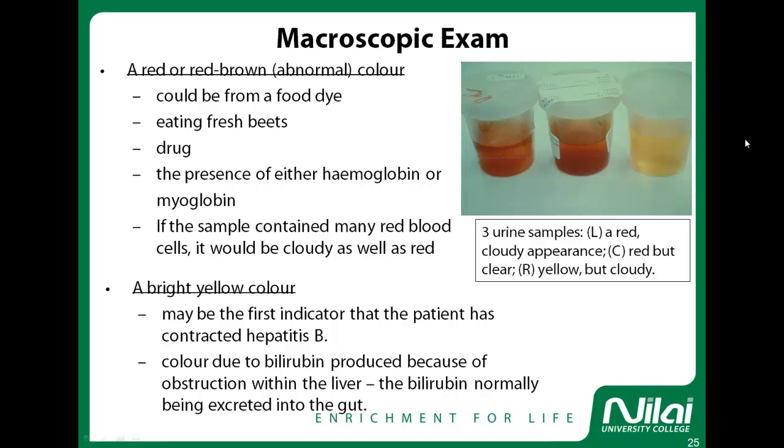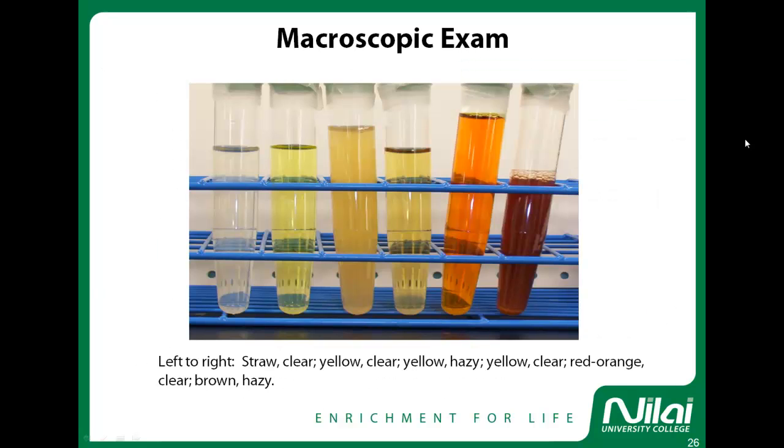Red or red-brown abnormal color could be from food dye, eating fresh beets, drugs, or the presence of either hemoglobin or myoglobin. If the sample contains many red blood cells, it will be cloudy as well as red. A deep yellow color may be the first indicator that the patient has hepatitis B, probably due to bilirubin produced because of obstruction within the liver, with bilirubin normally being excreted into the gut.